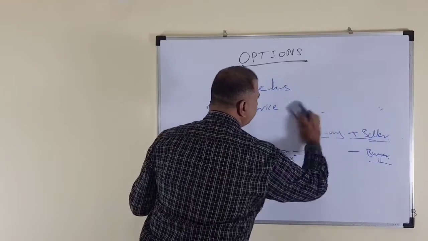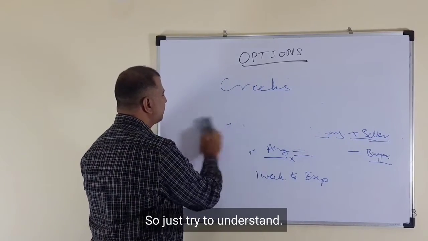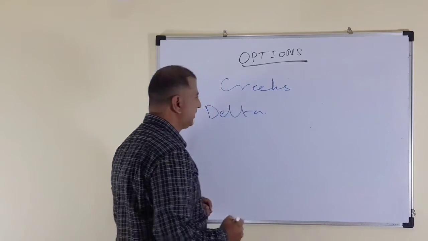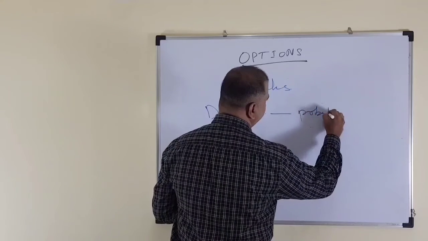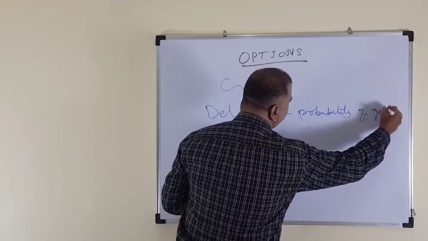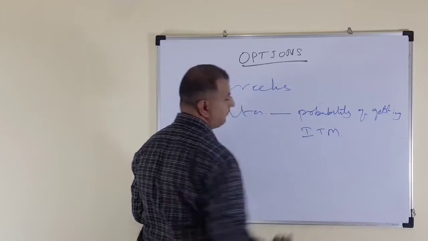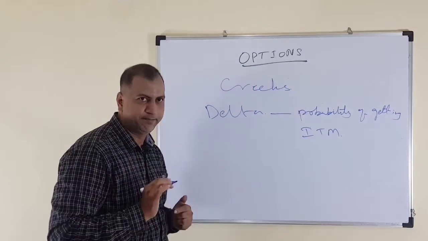delta. And delta is slightly tricky, so just try to understand. All right, so there's something called delta. Delta is defined as the probability of getting ITM. Probability of getting the stock price in the money. All right.